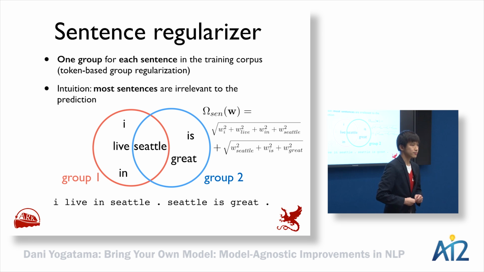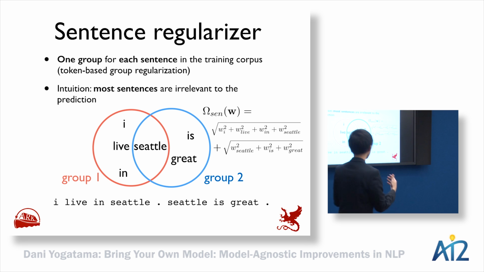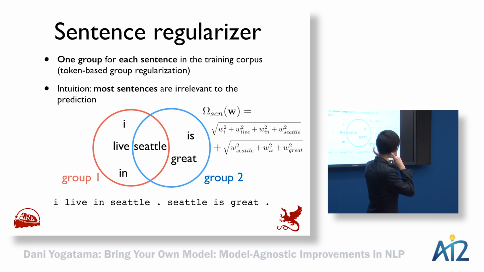Yes? Some documents have more sentences, so you basically have more groups for it. Yes. So do you consider the length of the document as well? Not when grouping the sentences. So basically, this is the penalty that we use. For every sentence, we're going to have this penalty.